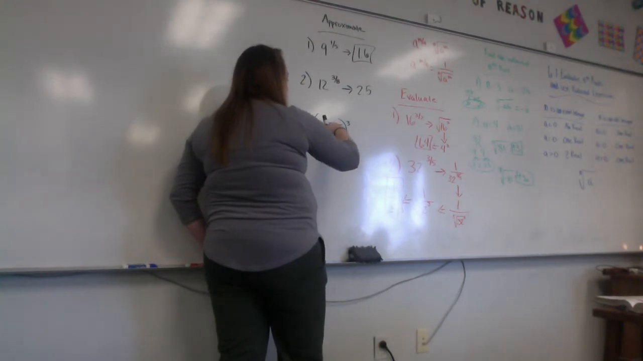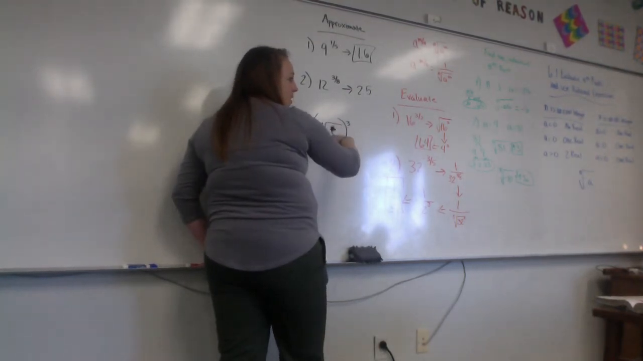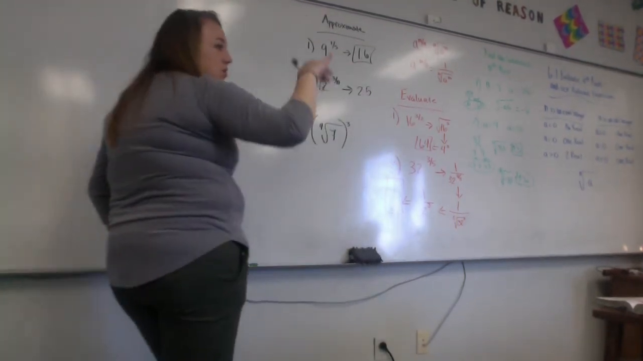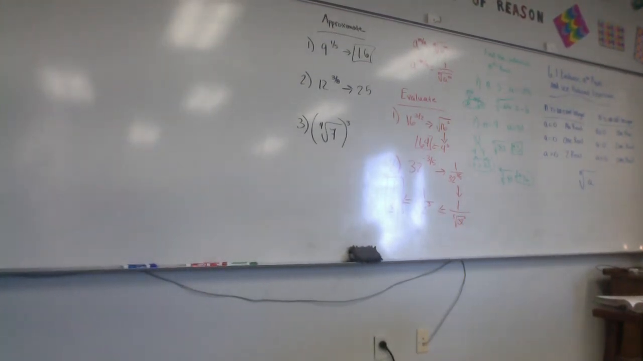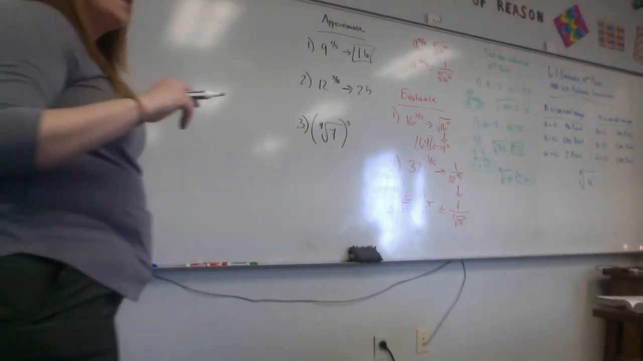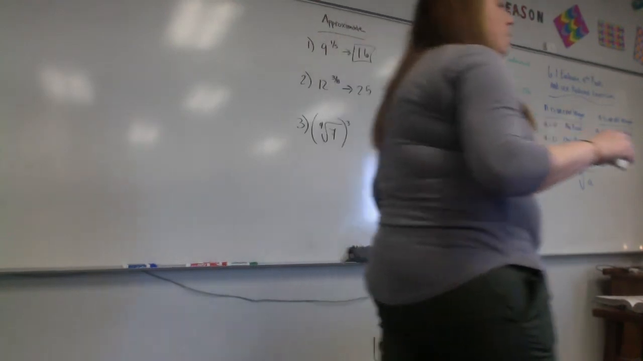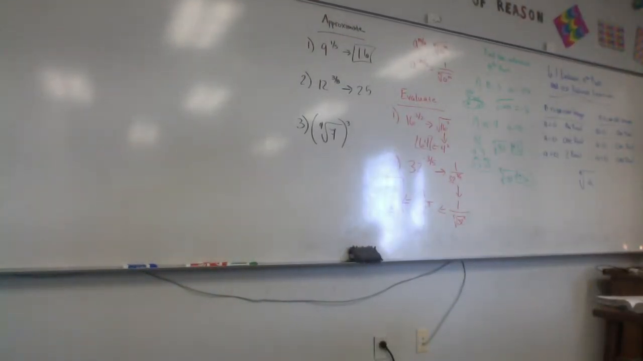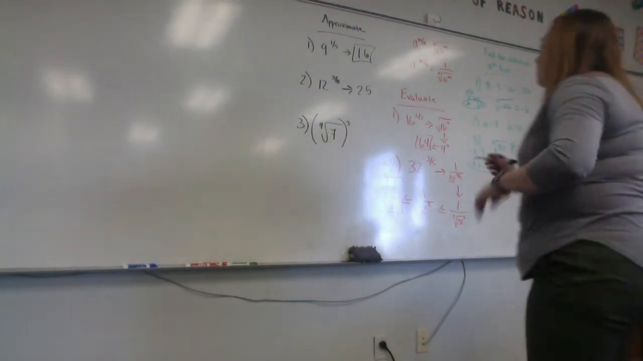Now, this one is literally set up the way you need to plug it in your calculator. Parenthesis, and then you have to press 4, right? And then second, the caret button so that you take the 4th root of 7, okay? And then parenthesis, and then cube it. What do you get? 4.3. Beautiful.